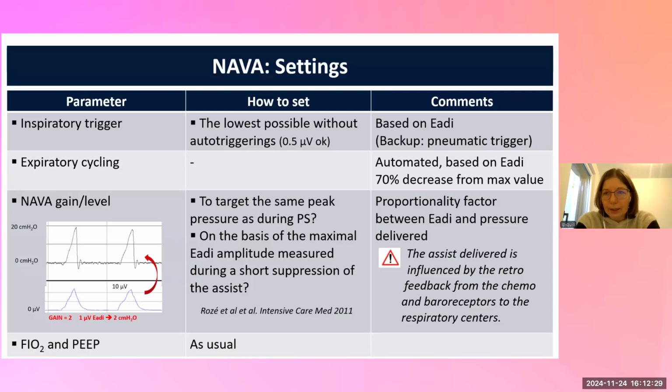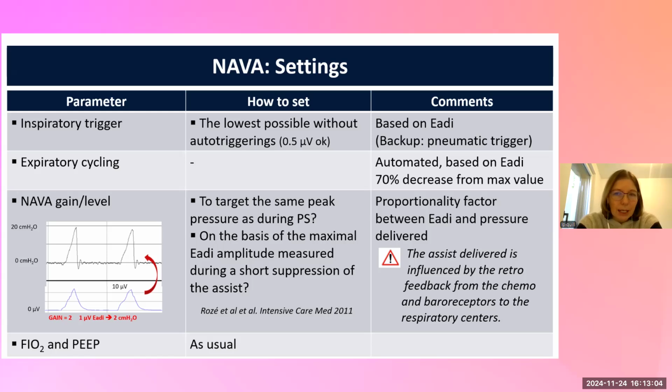Now, how to set NAVA? Because basically, you just have to switch the ventilator to the mode, and then the system is going to catch the electrical activity of the diaphragm and is going to pilot the ventilator. However, there are things you can parameter. First, there is an inspiratory trigger that is based on the EADI amplitude change. And basically, the idea is to put the lowest possible value while avoiding auto-triggerings. And usually, the by default value of 0.5 microvolt is okay, and you don't have to change it.